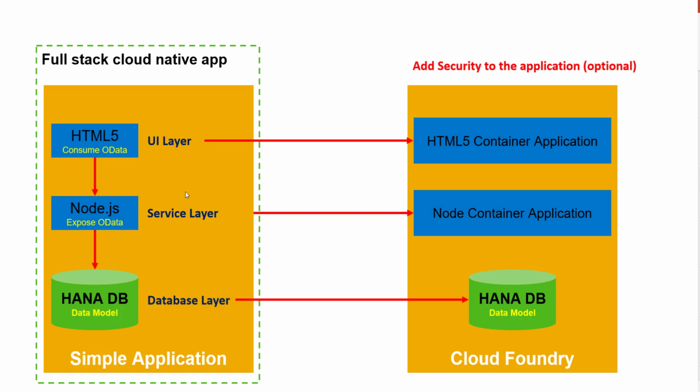The reason why it's called a multi-target application is because it runs in different runtimes. For example, the persistence layer runs in the HANA DB runtime, the service layer runs in the Node.js runtime, and the UI layer runs in the browser runtime. So this is the plan.